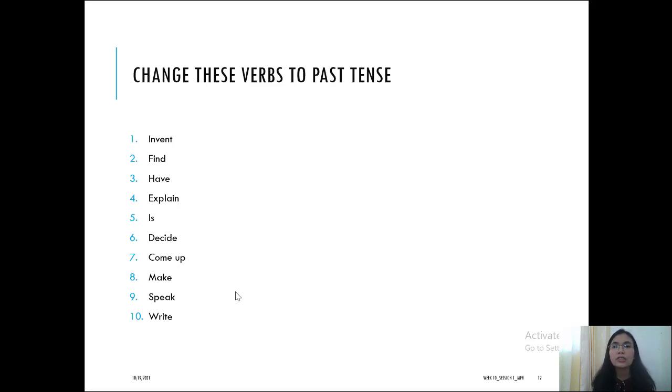But the easiest way, so we have two types of changing the verbs into past tense. So we have regular and irregular. With this, I also want you to identify which verbs are changed into regular past tense or irregular past tense. Yeah, so change it and then classify it into regular and irregular.